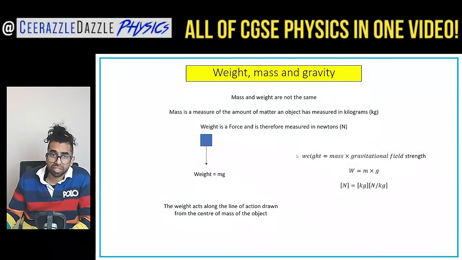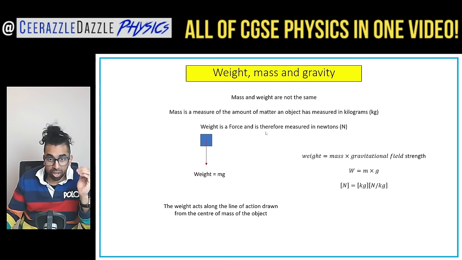Weight, mass, and gravity. So first of all, mass and weight are not the same. Mass is the measure of how much matter an object has, and it's measured in kilograms. The weight is a force, and therefore it is measured in newtons. Your mass is the same wherever you are in the universe, so your mass will remain the same, but your weight will change depending on the strength of the gravitational field of that planet.